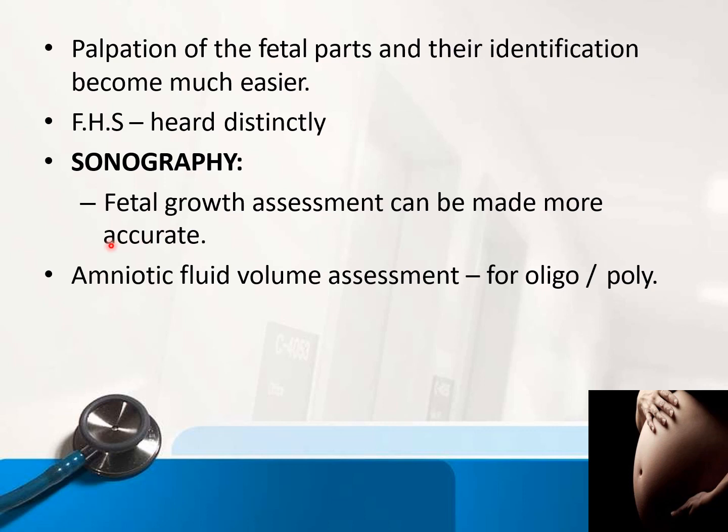And if you are going for the ultrasonography, we can assess the growth of the fetus, and you can assess the amount of amniotic fluid also. And already I have told you, if the amount of amniotic fluid is less, we are calling it as oligohydramnios, and if it is more than 1 liter, we are calling it as polyhydramnios. By taking the amniotic fluid index, you can assess whether polyhydramnios or oligohydramnios is there or not. In case you have any doubt, go through the previous video about the fetal membranes and amniotic fluid.